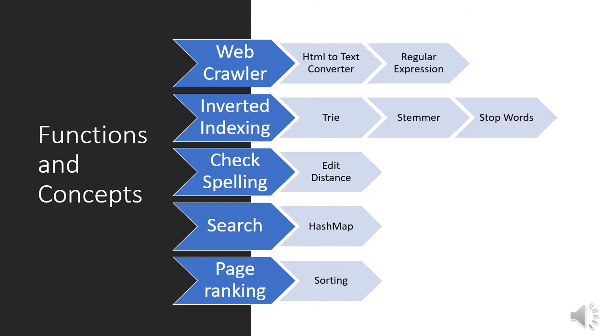The spell checking feature in our search engine is implemented using the edit distance algorithm. In the edit distance algorithm, there are two strings in which one string is transformed into another string by using any of the three operations: insertion of a character, deletion of a character, or substitution of a character. In our project, first of all, we are extracting all the unique words from the directory of pages and creating a hash set of these unique words.